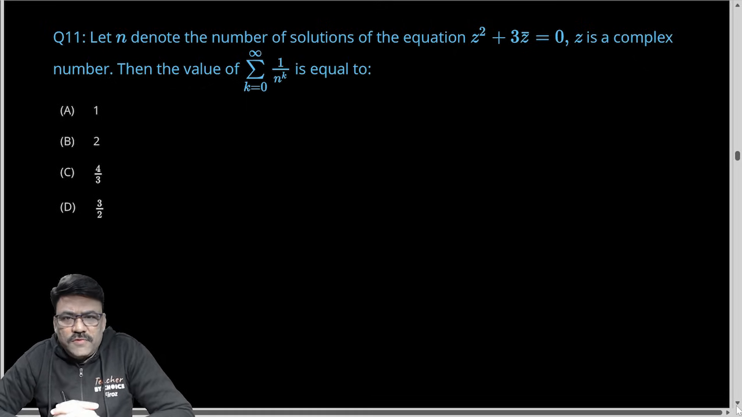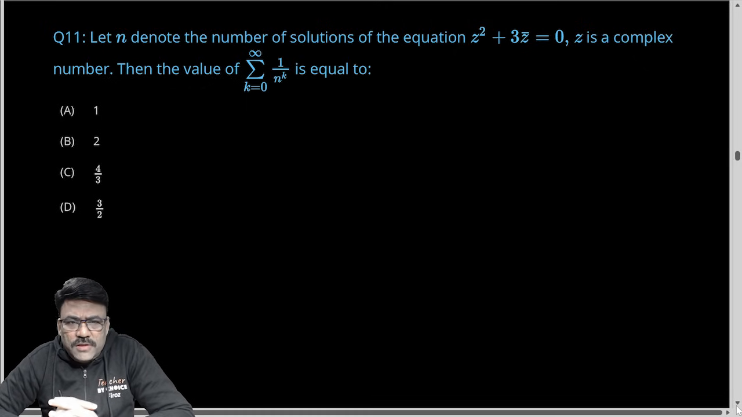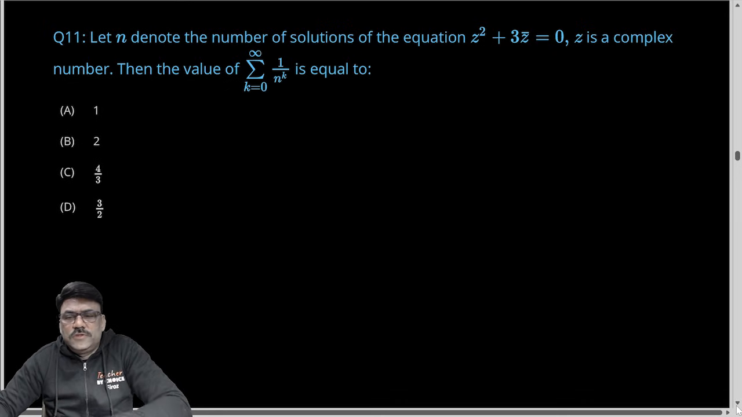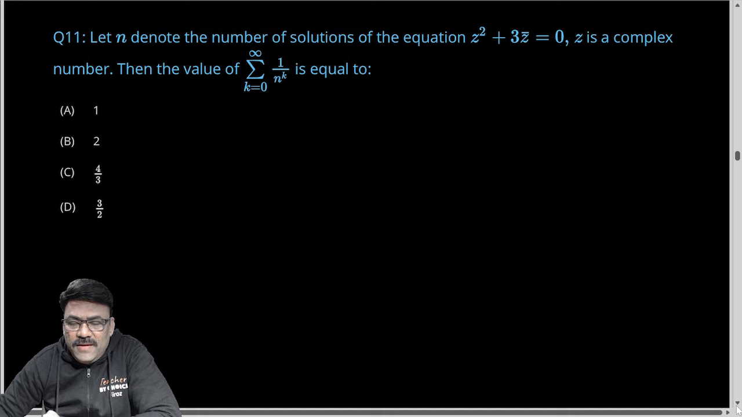See this question. This is from complex numbers and again an infinite GP also. So first they are saying that the number of solutions of this equation is n, and then after getting n, find this sum of infinite GP. So first I have to get the number of solutions of this equation. So see, this equation can also be written as z square is equal to minus 3z bar.